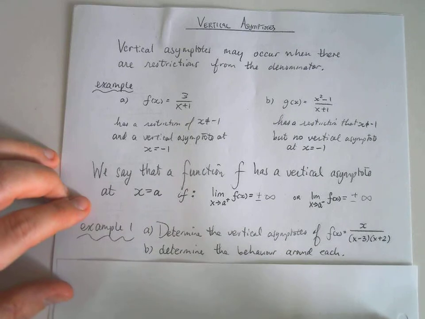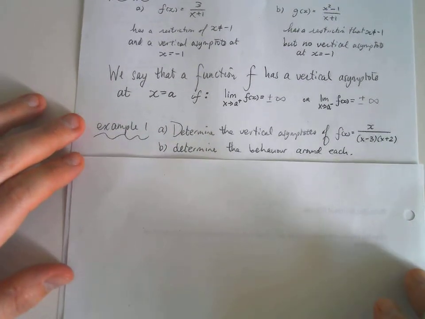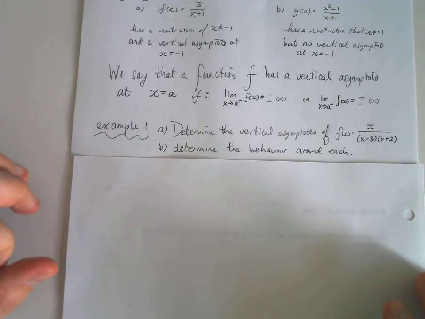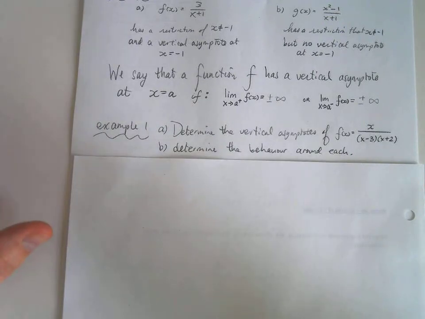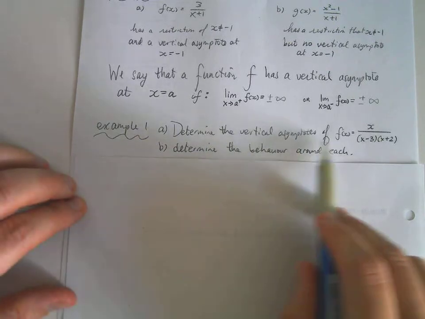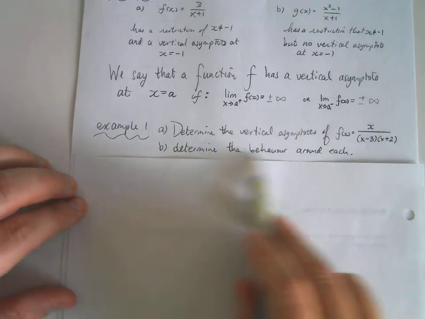So let's look at ways to deal with this. You guys have seen some ways of using information to determine behaviors around asymptotes before, and most of it was just plugging in numbers and guessing and checking, which is not ever ideal. So let's come up with a better technique. Here it says, let's look at the vertical asymptotes around this function, and it's nice and factored for us already, and then determine the behavior.